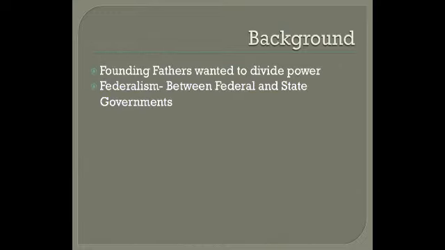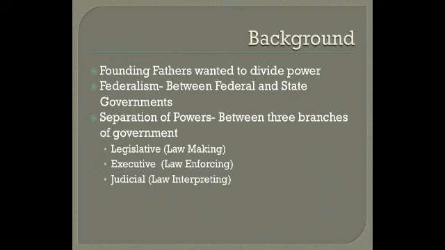Let's get focused here with the background. We've discussed this many times, but the Founding Fathers wanted to divide power, and they did it in many different ways. We have federalism, which means we're dividing powers between federal, state, and local governments. And then beyond that, with the separation of powers, which was the three branches of government, with the legislative being the lawmaking branch, the executive being the law enforcing branch, and the judicial being the law interpreting, the one that we're looking at now today.